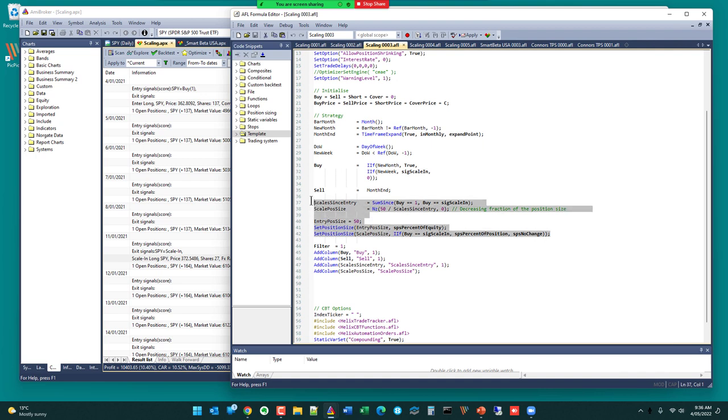So here we go, here's our functionality. You'll see I've included these now in the explore output so that we can observe what's going on. We have this sum since, which basically counts up the number of sig scale ins since the last buy signal. And then we apply 50 divided by that number to give us a fraction that we're going to use. So when it's the first scale in, it will be 50% of the position. The second scale in will obviously be 25, the third 50 divided by 3, and so on. So let's just see what that looks like in the explorer.